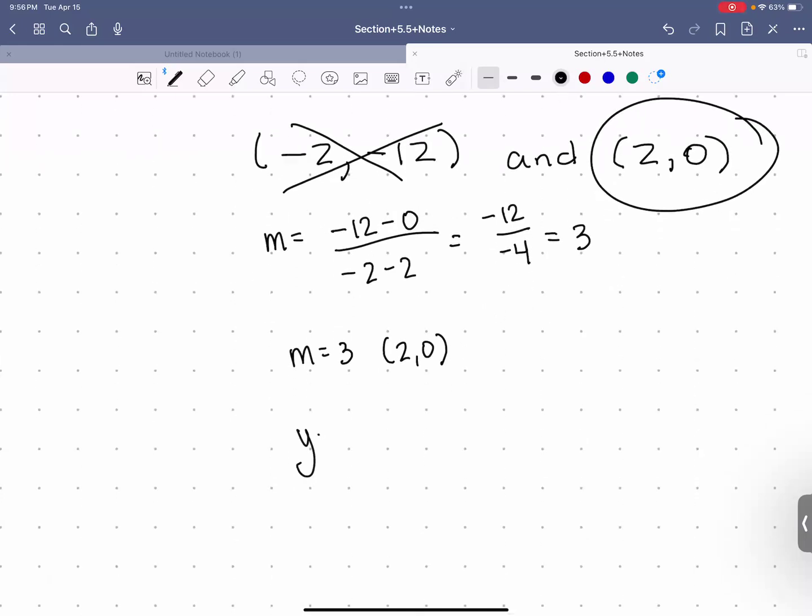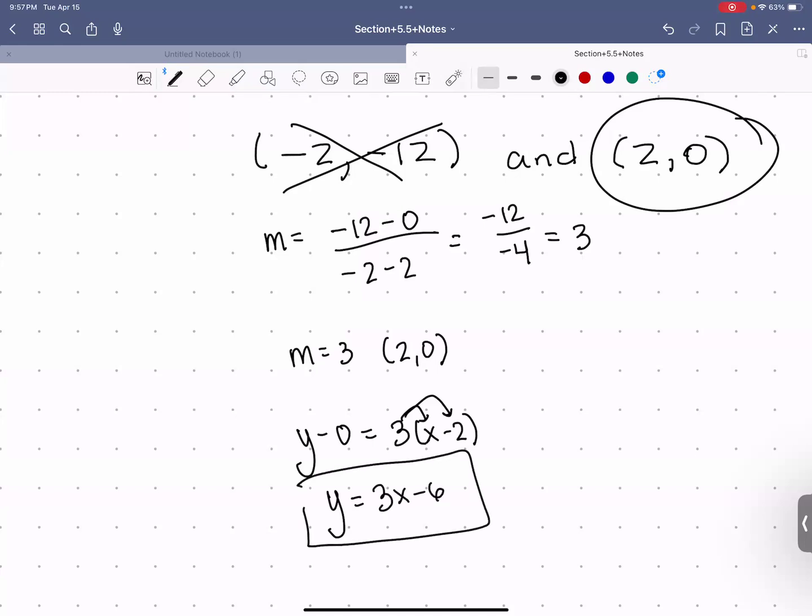I could use my point slope form. Y minus 0 equals 3 times (x minus 2). Y minus 0 is just going to be y. Here we do need to distribute that 3. That gives us 3x minus 6. And so this would be our answer to this particular question.